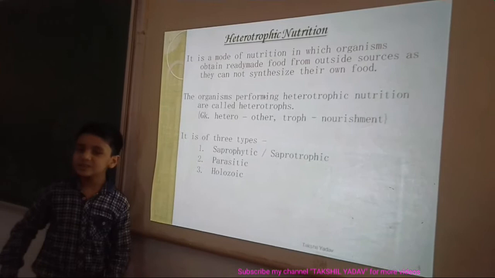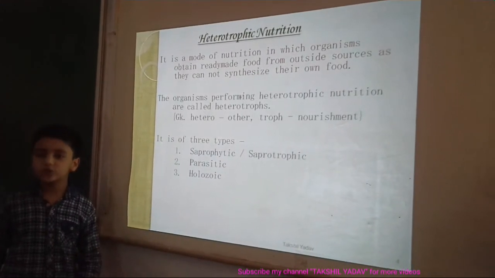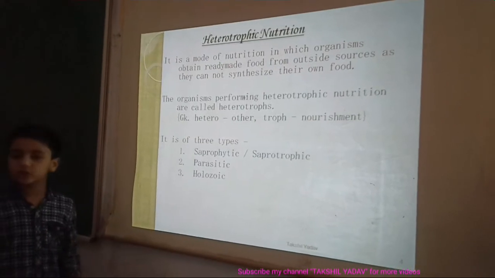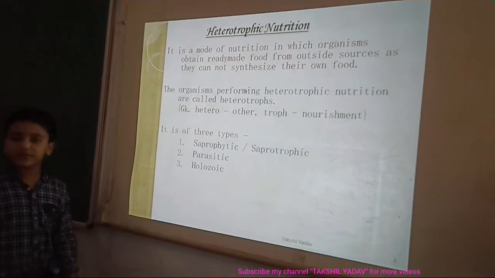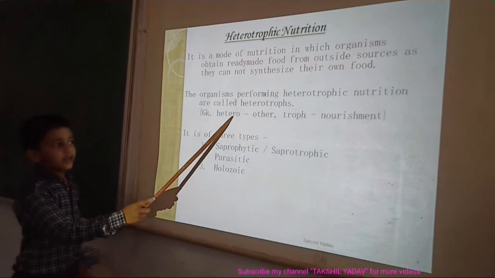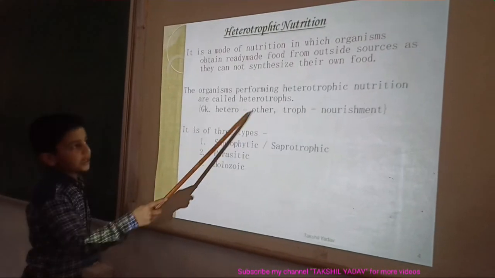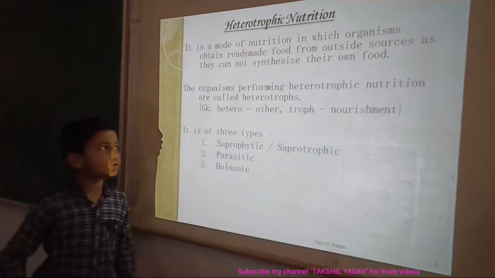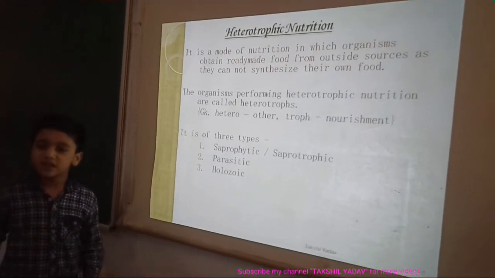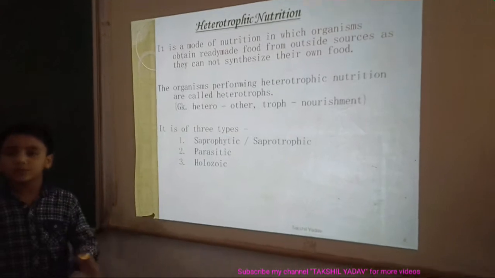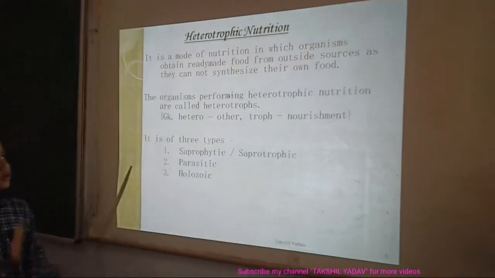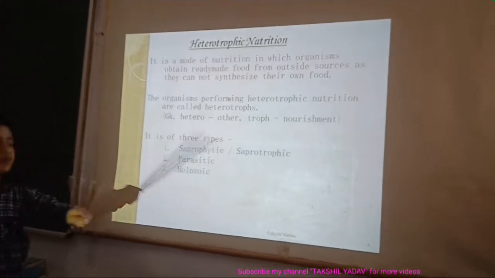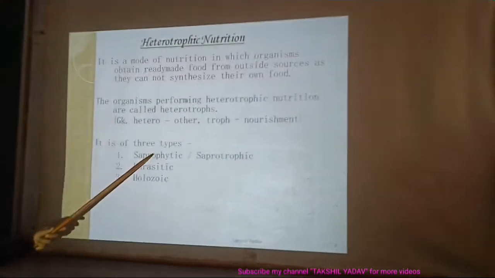The organisms performing heterotrophic nutrition are known as heterotrophs. The word heterotroph is derived from two Greek words, hetero and troph. Hetero means other and troph means nourishment. So these organisms nourish themselves from other sources of ready-made food. Now, heterotrophic nutrition is further divided into three types.